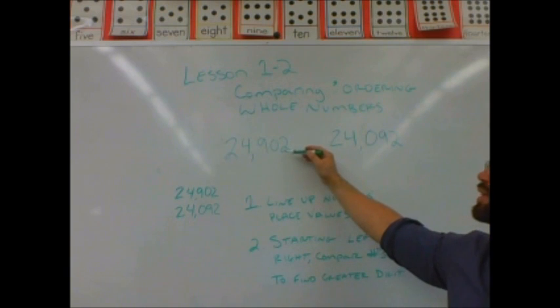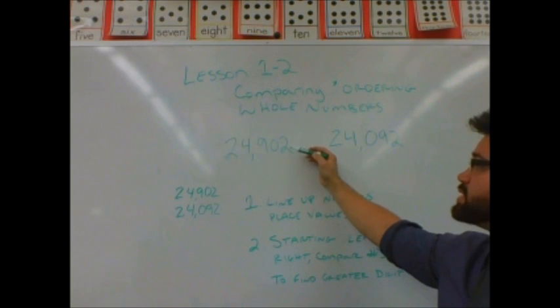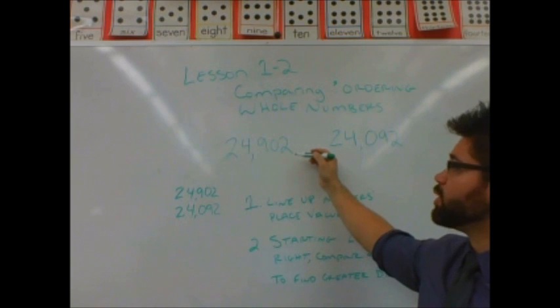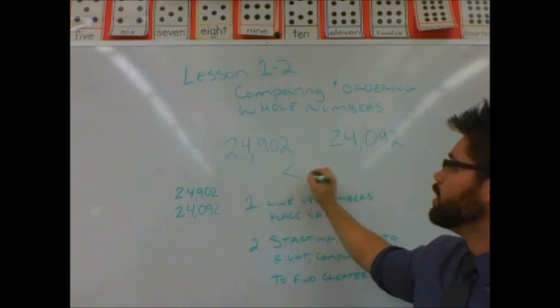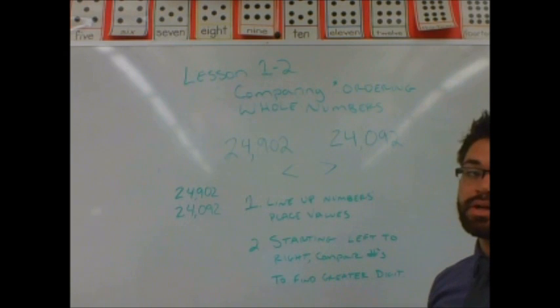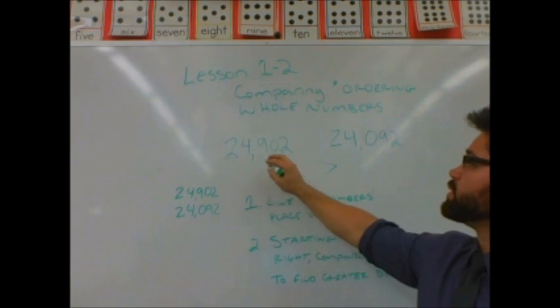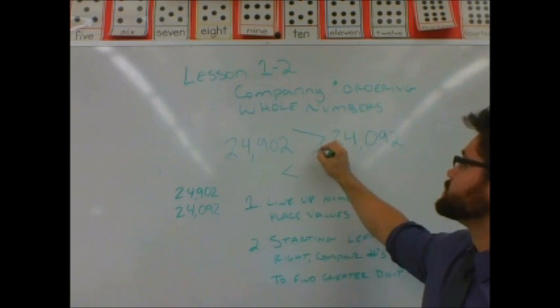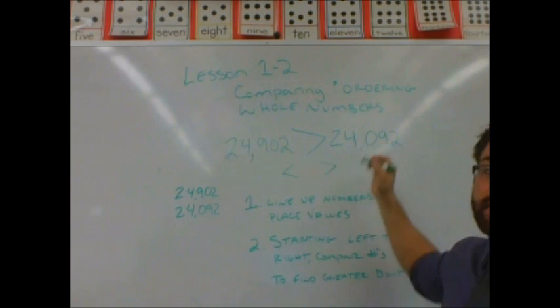So what we're going to do is go back and look at the first numbers that we had, and we're going to put in our inequality sign. And if you don't remember, our inequality signs are less than and greater than. So in this order, 24,902 is greater than 24,092.